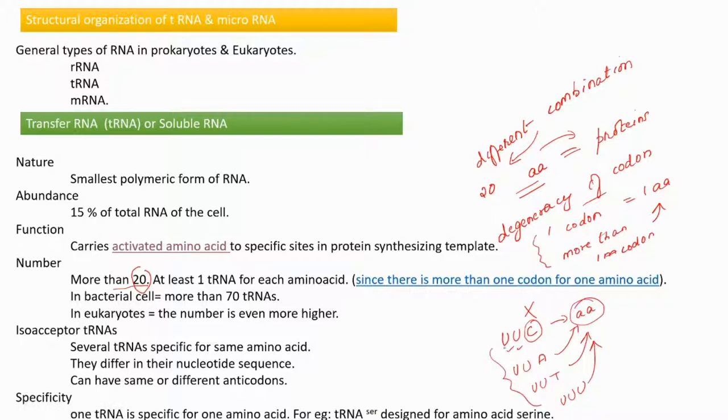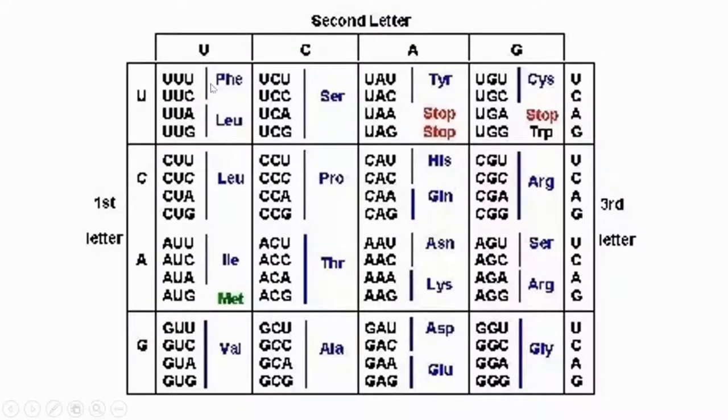So for carrying all these codons, there should be tRNAs. That is why the number of tRNAs should be more than 20. Okay, I will show you a table for this. This is a table.